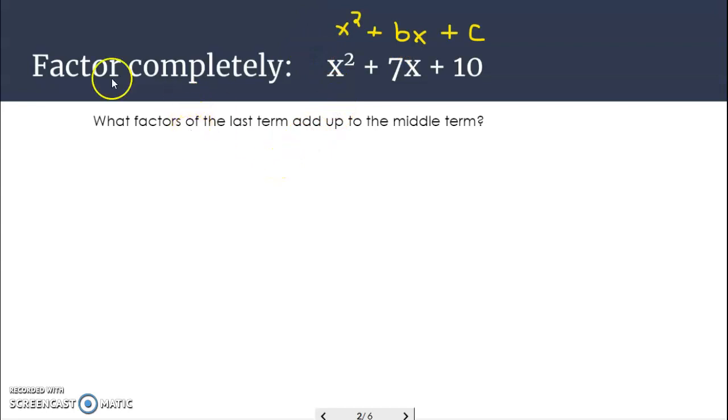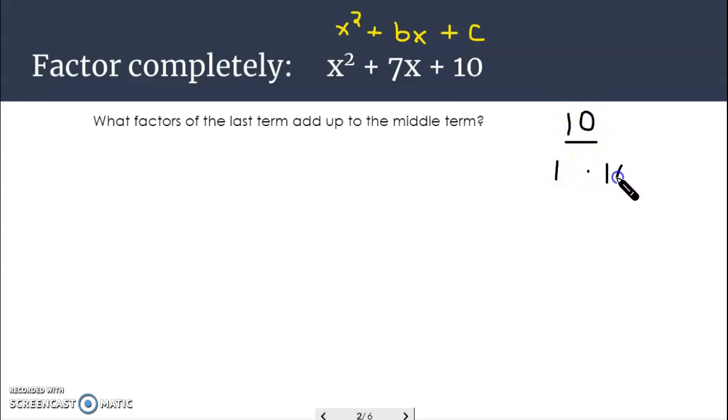So another question, what factors of c add up to b? What factors of the last term, which is the c number, add up to the middle term, the b number? So in this problem, my question is, what factors of 10 add up to 7? Well, let's focus on the number 10 for a minute. How do you get 10? There's lots of ways to do that.